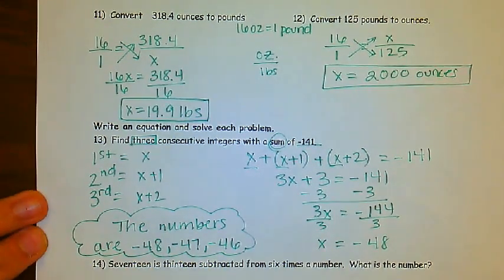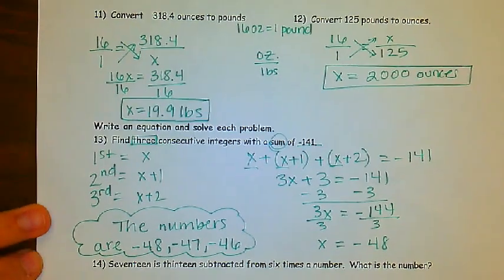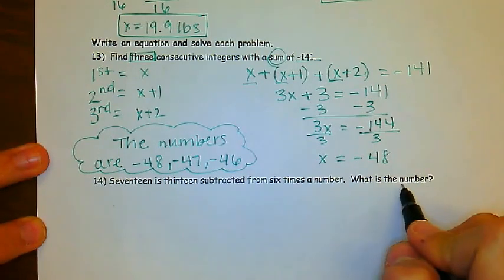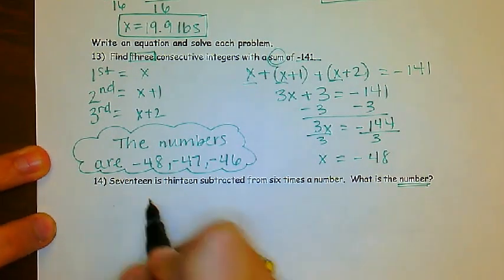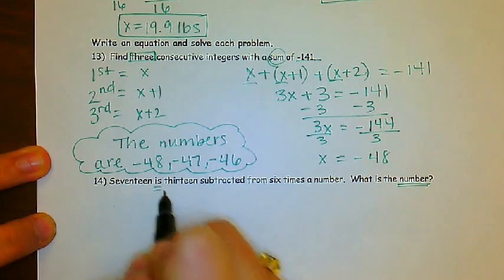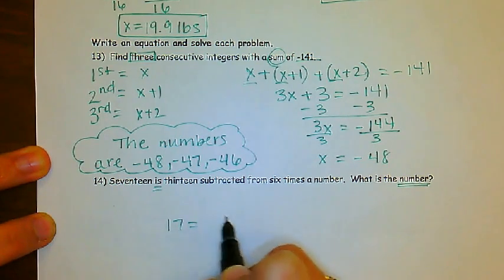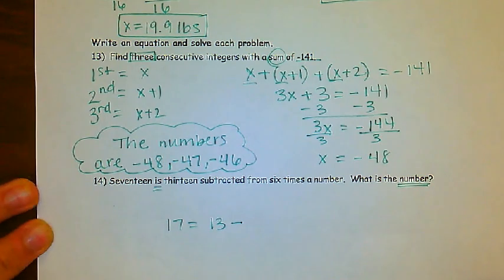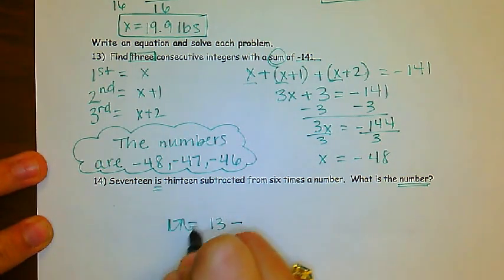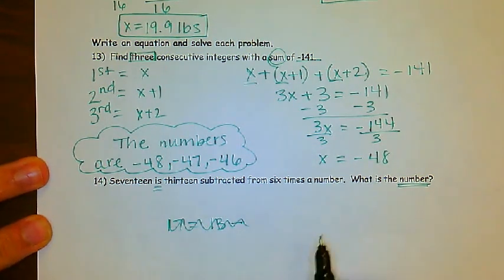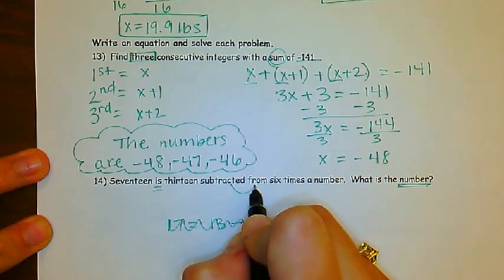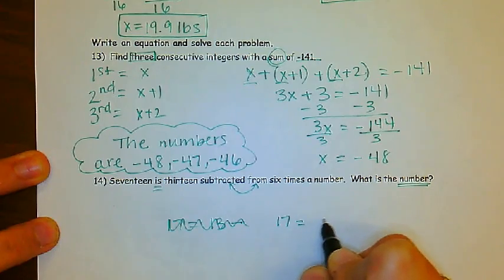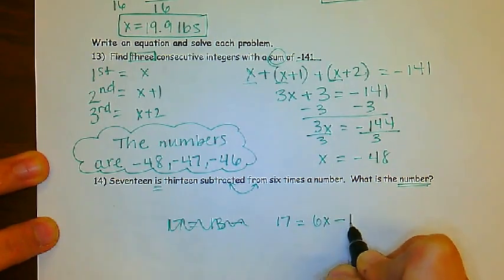The numbers are. Okay, one more of those, similar. This one we're just finding a number, just one number. So 17 is 13 subtracted from 6 times a number. Oh, I probably should read it all the way through first. Okay, so subtracted from means, again, we're going to switch the order. So 17 is 6x minus 13.